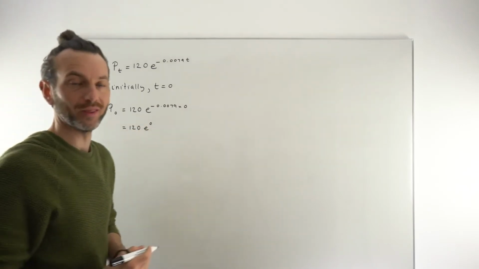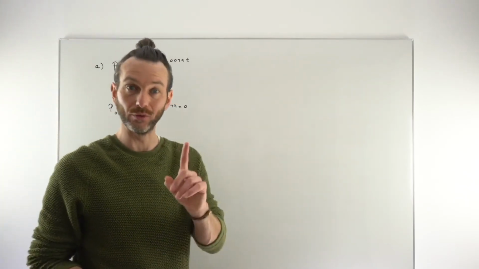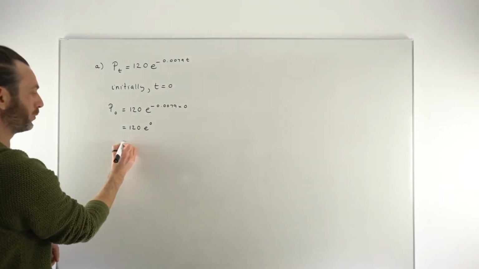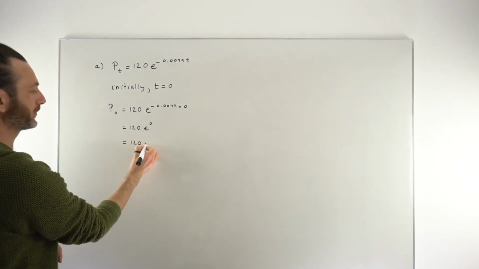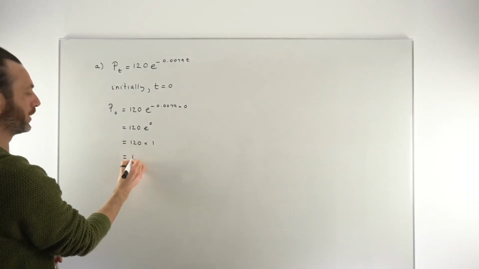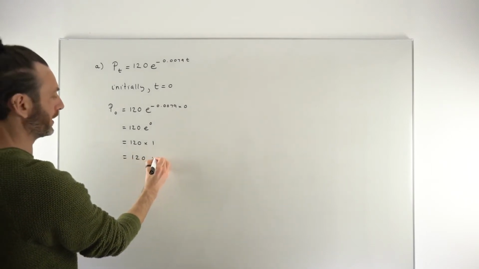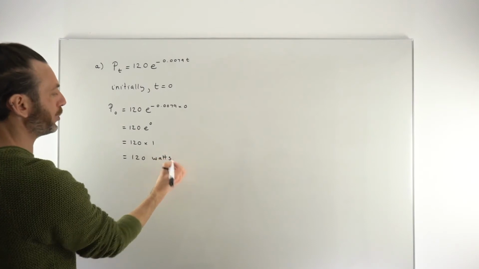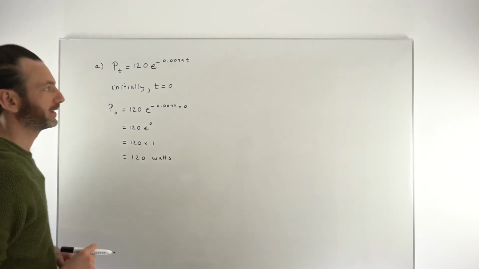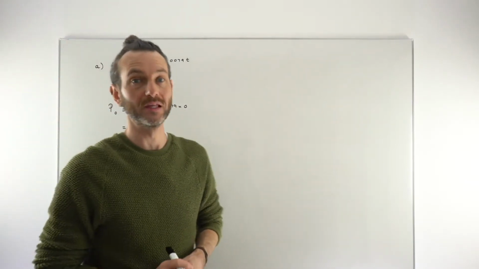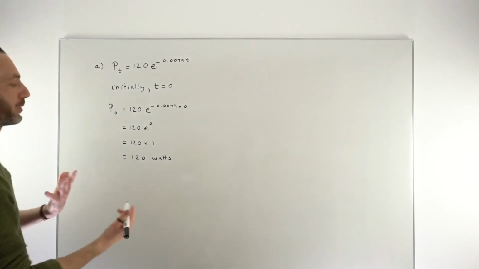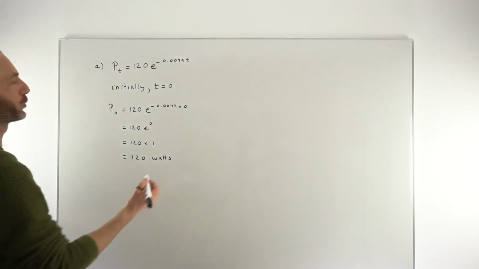Now this is a calculator question, but anything to the power of 0 is 1. So this is really just 120 times 1. So just 120. I think this was in watts, so it'd be 120 watts would be the power at the initial stage, so at time 0. So pretty common first part of a question like this to work out the initial value.